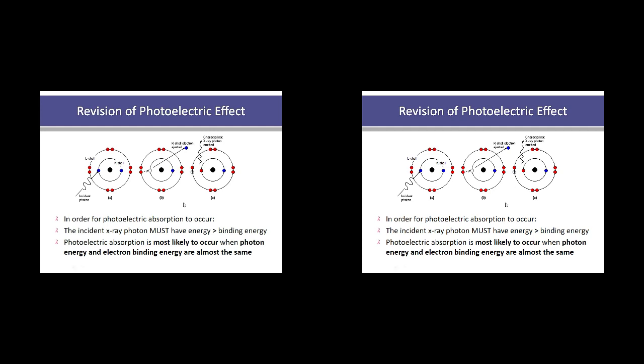Now, in order for the photoelectric absorption to occur, the first rule is that the incident X-ray photon must have an energy greater than the binding energy. And then we have this really weird rule that photoelectric absorption is most likely to occur when the photon energy and the electron binding energy are almost the same. So not only is it greater, but it's most likely to happen when it's only just greater. If the energy was far higher, it would be more likely to undergo a scatter interaction rather than an absorption interaction. So it's a very weird rule, but it underpins the phenomenon of what we call the K-edge.